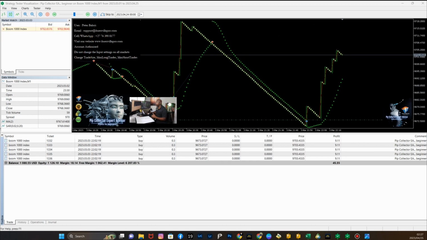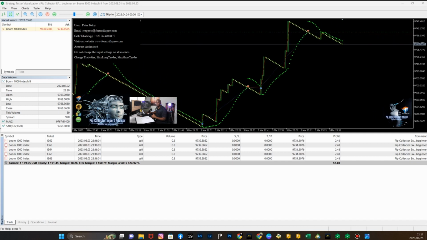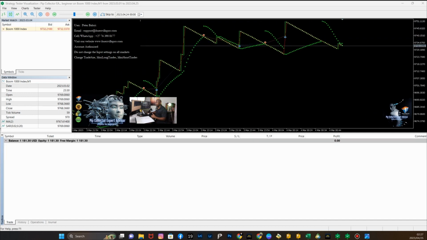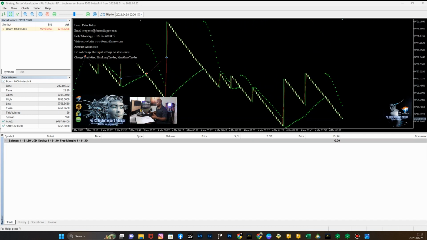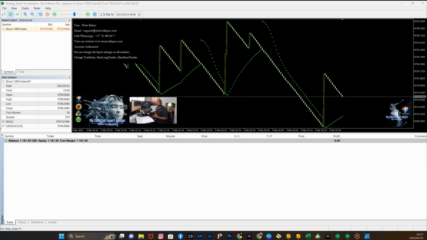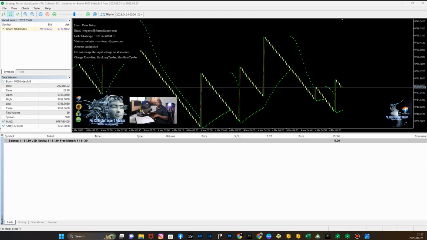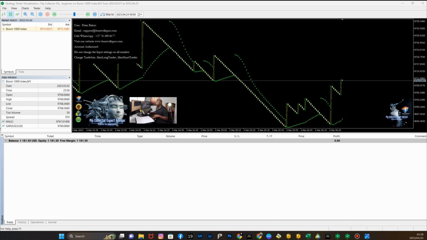And Alita Pro did take 100 USD to 3000 USD in a matter of a month. So think about the beginner Pip Collector that doesn't trade 24/7. It trades on Wednesday and Friday, also Monday.